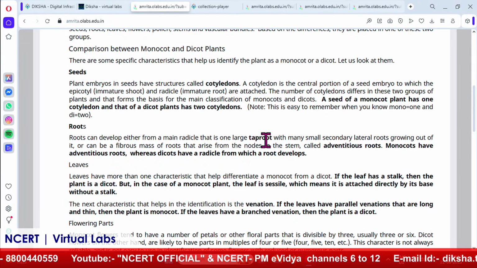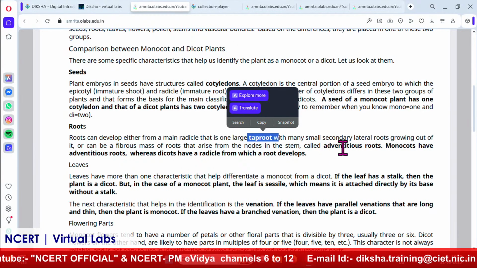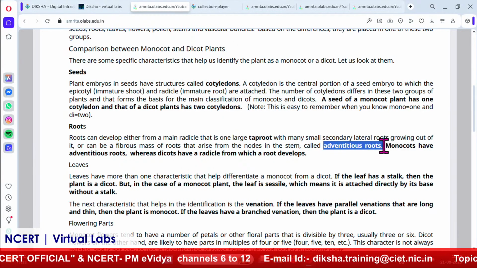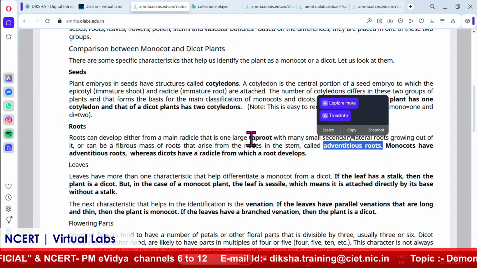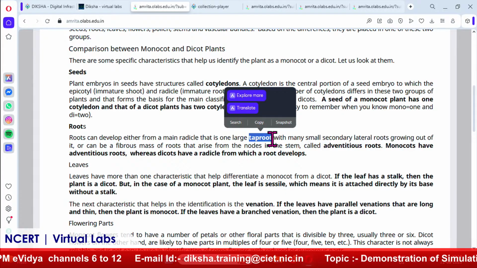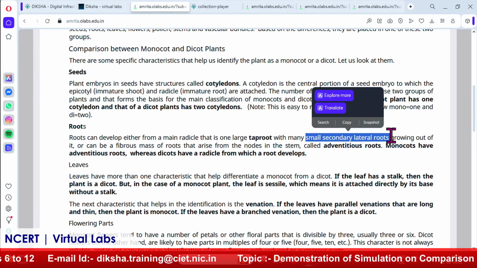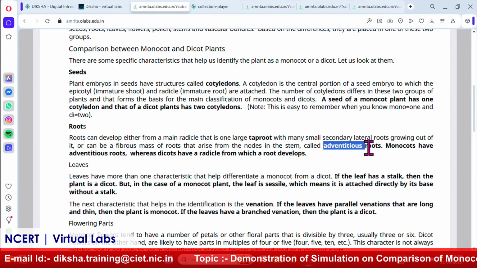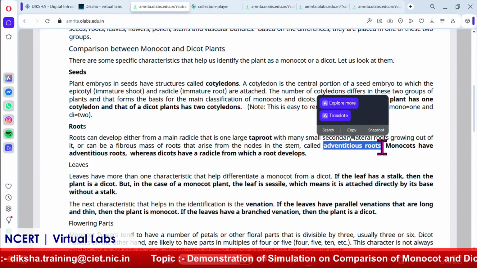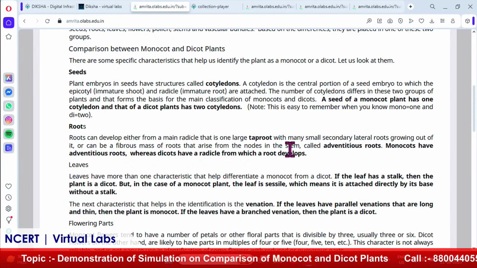In case of dicots, the root system you will observe will be tap root, but in case of monocots you will find that there are adventitious roots. In the tap root you have a main root in the middle, and then you have further small secondary lateral roots arising from that main root. But in case of adventitious roots, you have multiple roots coming out from the same place. So this is how the roots are different in case of monocots and dicots.